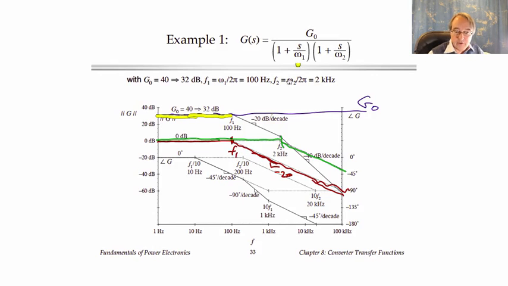After 100 hertz, the first pole adds a minus 20 dB per decade slope. So the composite will decrease with that slope because the first pole is decreasing, and so we'll follow this minus 20 dB per decade slope until we get to the second corner at F2. At that point, we have another minus 20 dB per decade slope, and the composite will go down with a minus 40 dB per decade slope. So the yellow asymptotes are the total asymptotes for G of S.